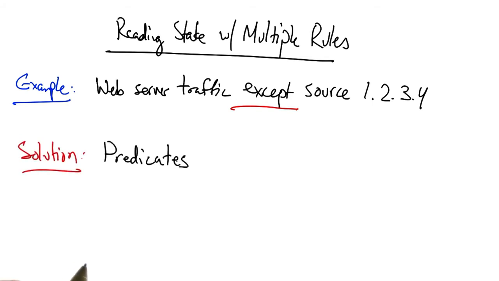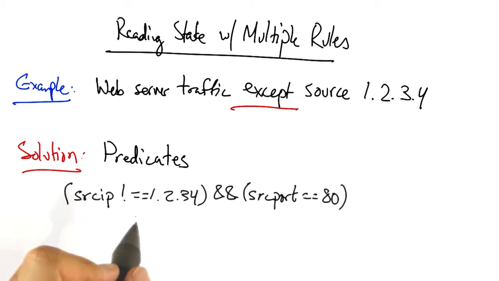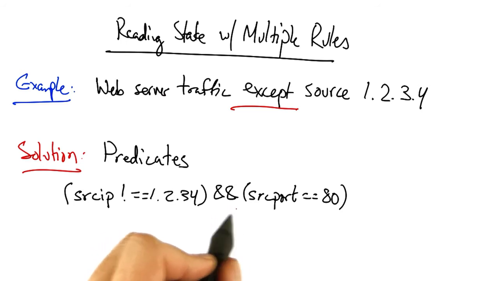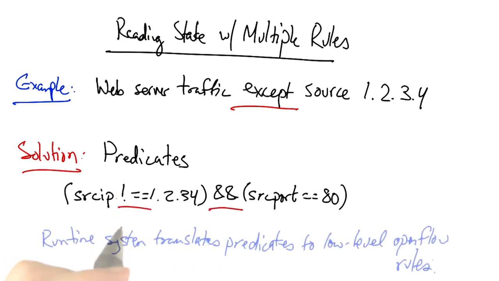As a solution to this problem, we need a language primitive that allows us to express predicates. Here is a simple statement that has several predicates, such as and not. A runtime system can then translate these predicates into low-level OpenFlow rules, ensuring that they are installed atomically and in the right order.